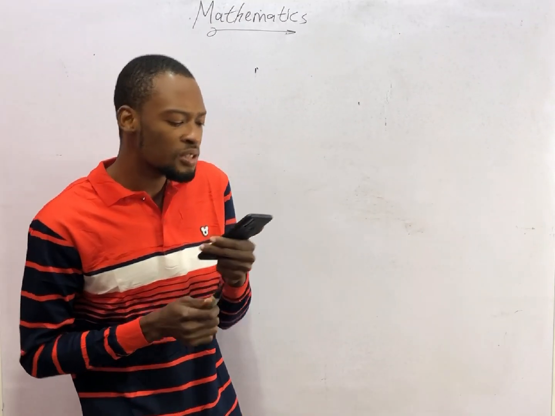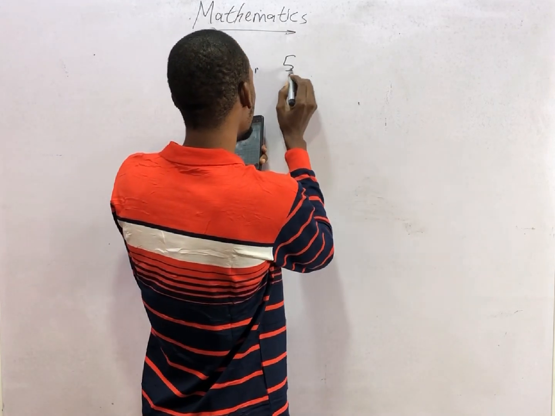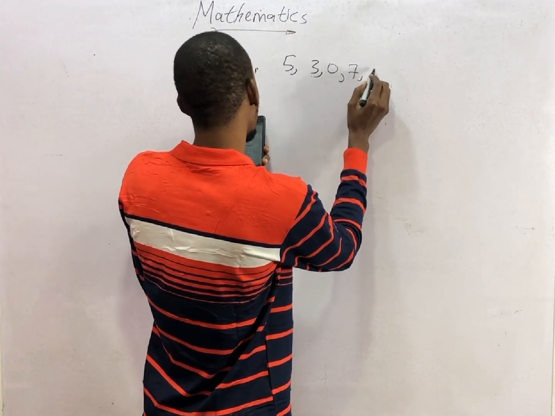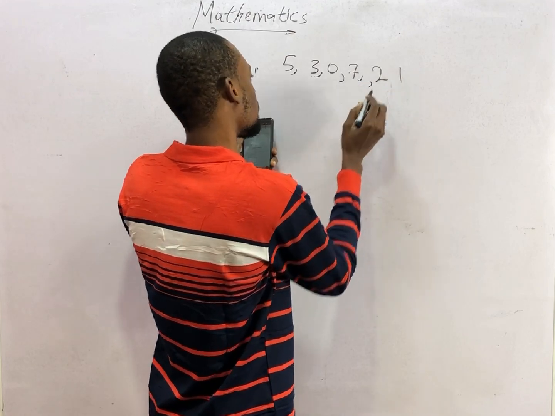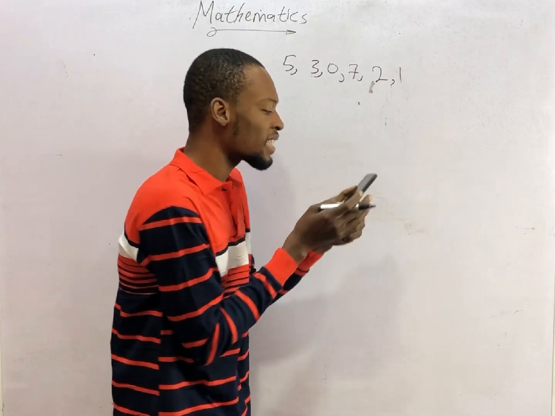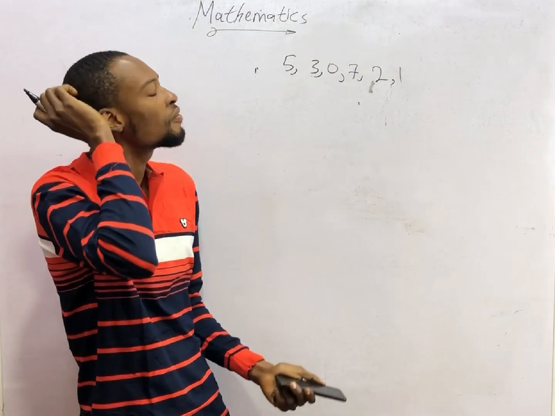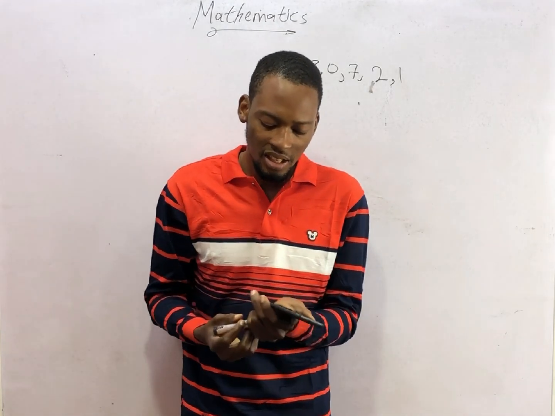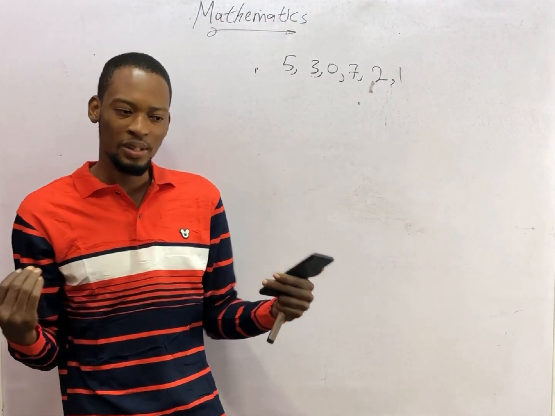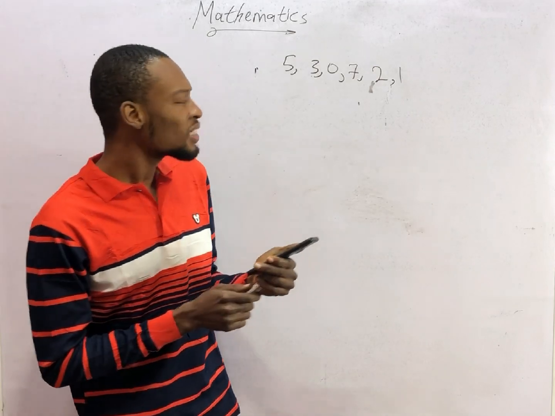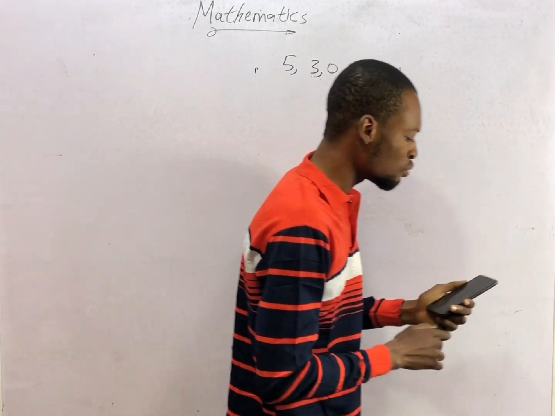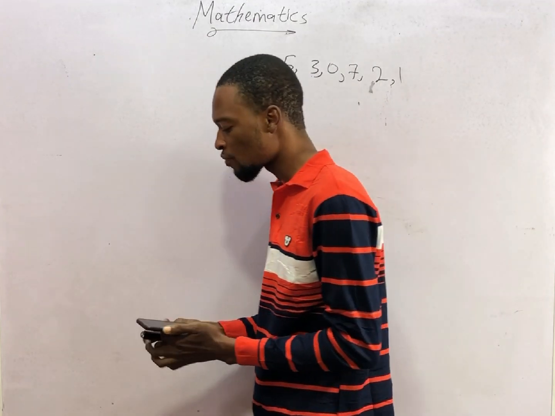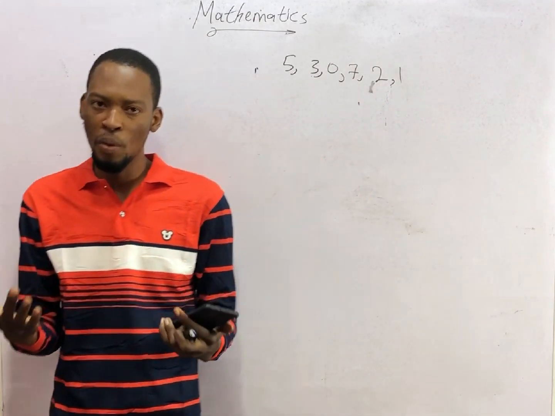Calculate the mean deviation of 5, 3, 0, 7, 2, and 1. In statistics, we have measure of central tendency and measure of dispersion. Under measure of central tendency, we deal with mean, median, and mode. Mean is the average of numbers.